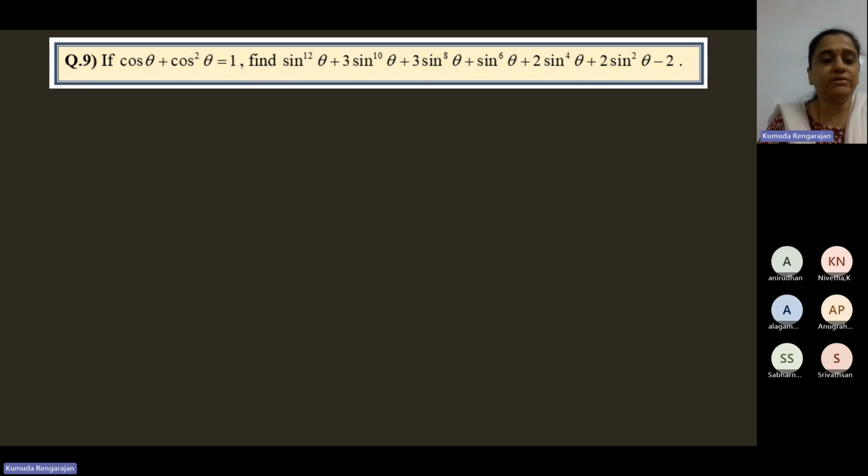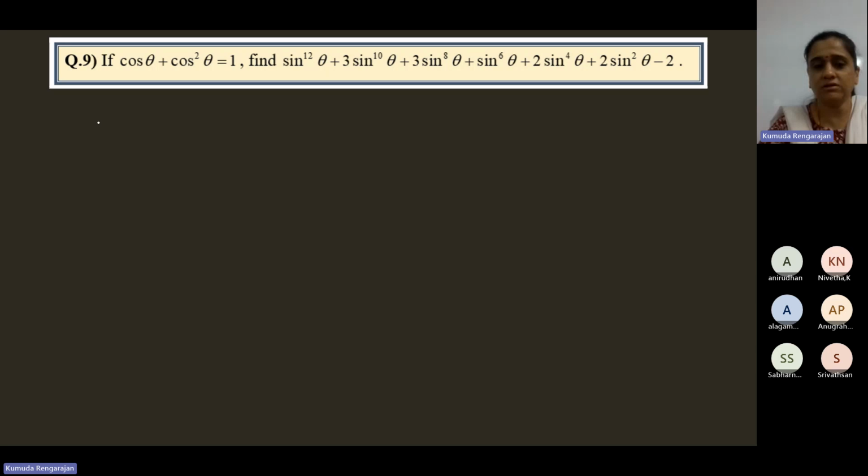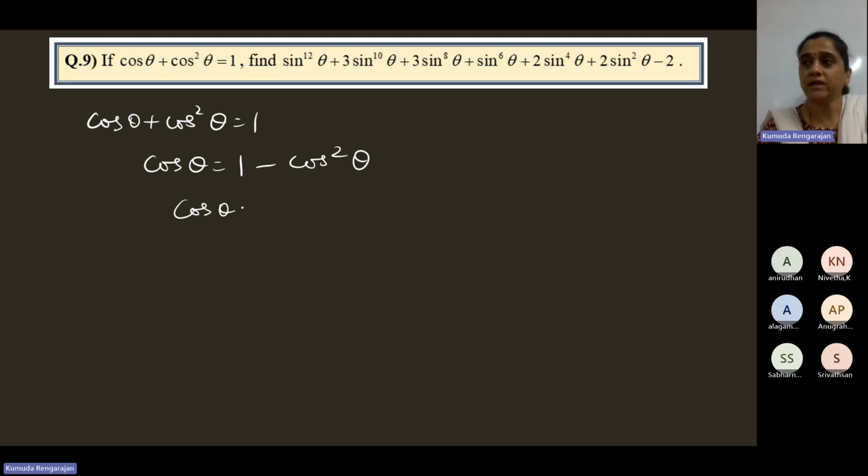If cos theta plus cos square theta is equal to 1, this condition we have seen earlier also. Cos theta plus cos square theta is equal to 1. I remember we've already done this a few sessions earlier, but I want to repeat. Cos theta is equal to 1 minus cos square theta. Correct? So what is cos theta? Sine square theta. Okay, have this result: cos theta is equal to sine square theta.